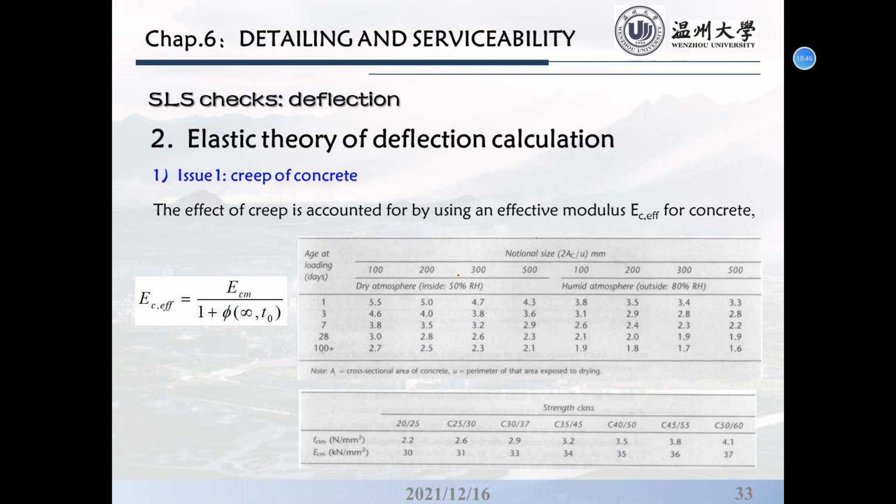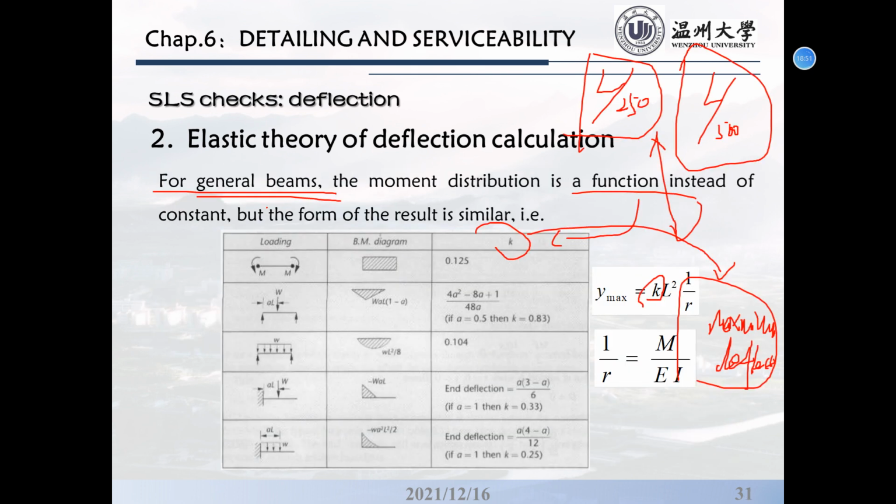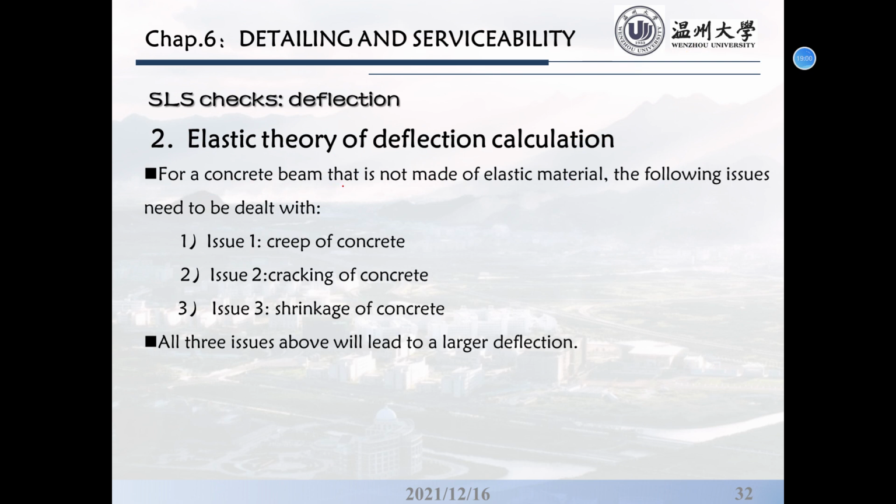But is it enough or not? No. Look here, because what's the equation we derived? We used the elastic theory, right? Elastic theory. But we have to know for a concrete beam, due to the creep of concrete, cracking of concrete, or shrinkage of concrete, that may cause larger deflection. The elastic theory is not enough to do the deflection calculations. Here we have to use the plastic.